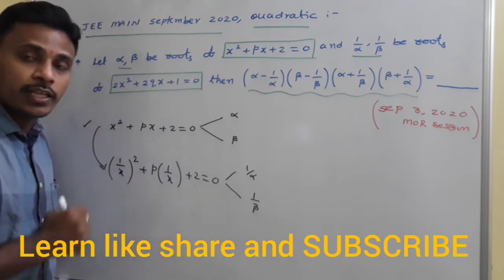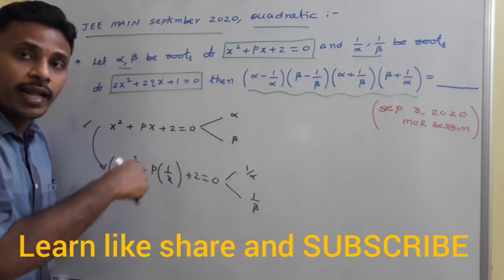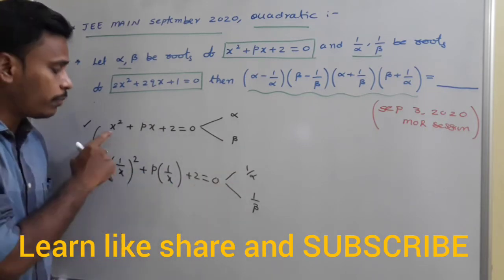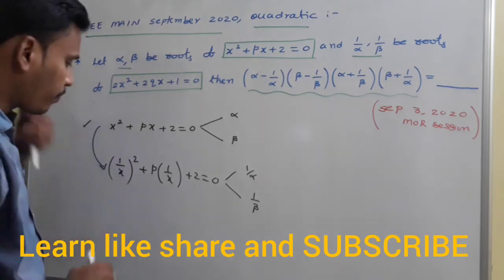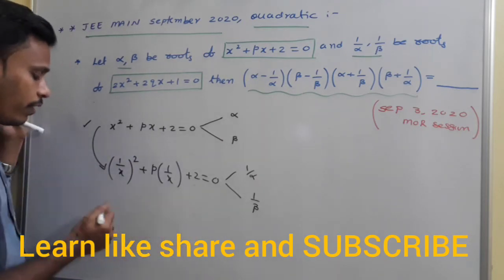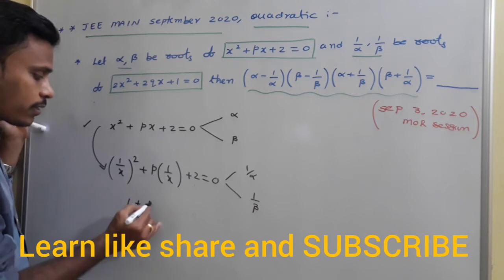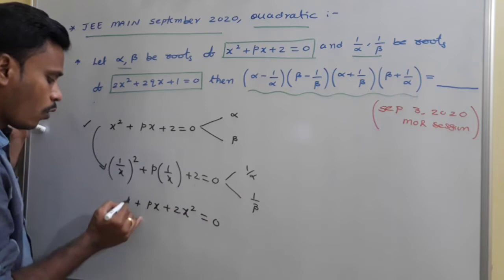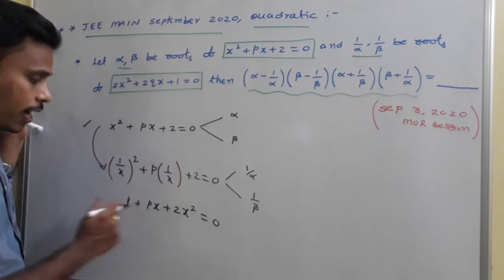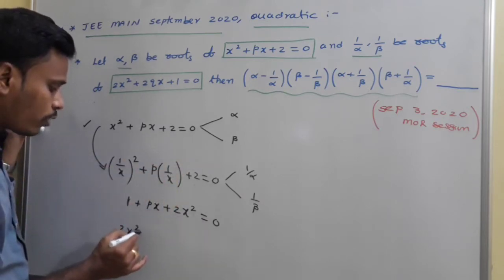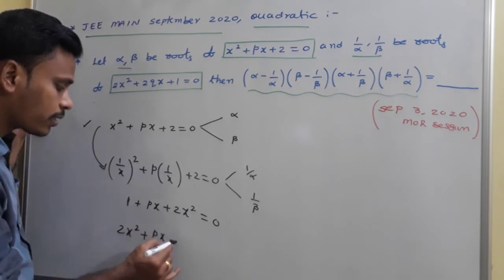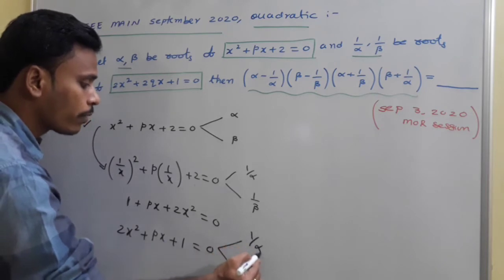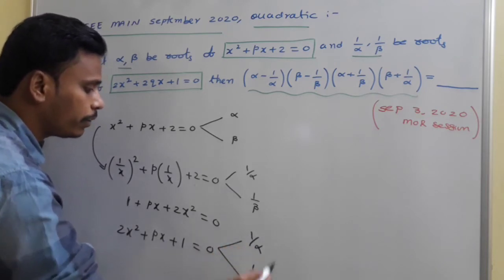The given equation has roots alpha and beta. We need to find another equation whose roots are 1 by alpha and 1 by beta. For that, replace x with 1 by x. This is the usual trick. Now when you simplify, multiplying everything with x square, it becomes 1 plus px plus 2x square is equal to 0. And if you arrange it properly, 2x square plus px plus 1 is equal to 0 has two roots, 1 by alpha and 1 by beta.